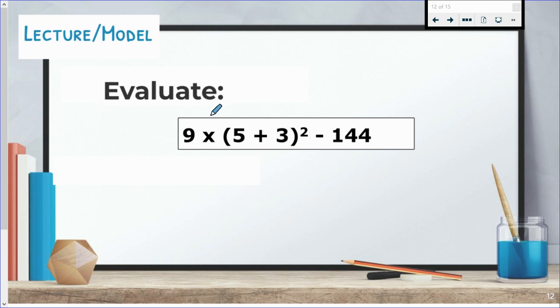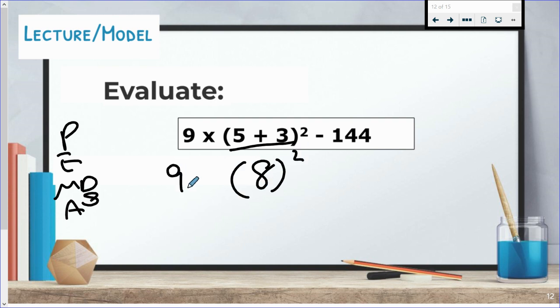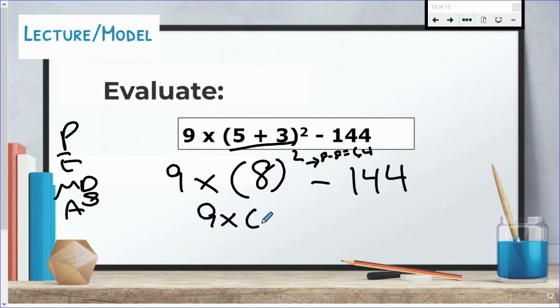And this is going to be our last example. Ooh, we have something a little different here. We have parentheses and then a squared on the outside. Let's see what that looks like. Still going to write my order. Always, always write your order. 5 plus 3 is going to be 8. So I have 8 squared. So I have 9 times 8 squared minus 144. 8 squared is going to be the same as 8 times 8, which is 64.